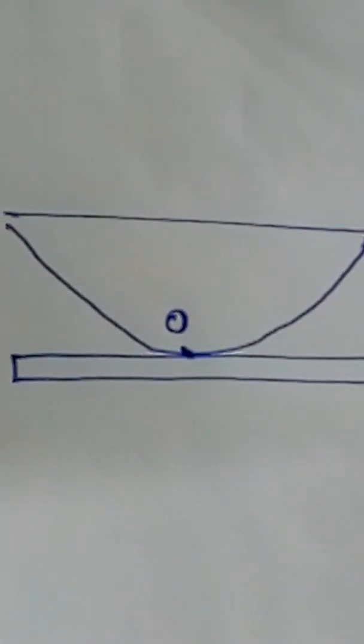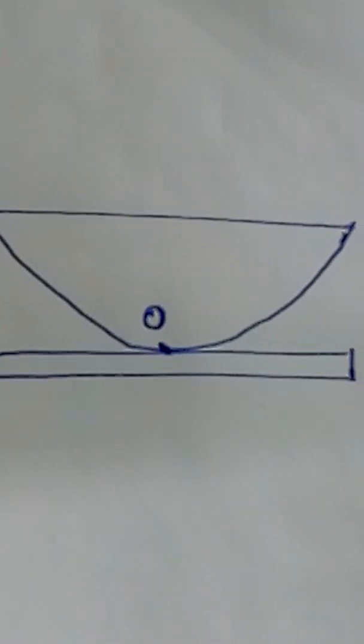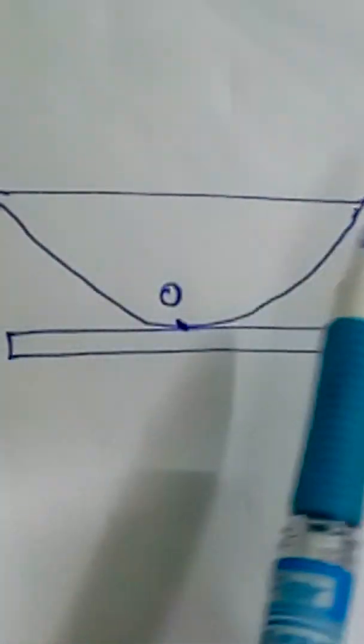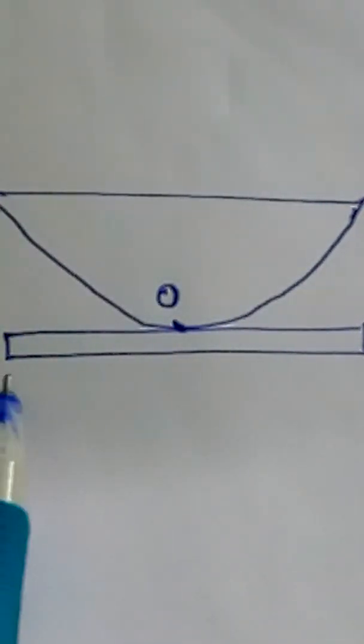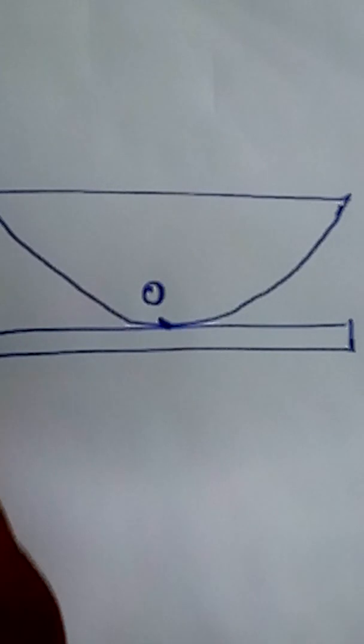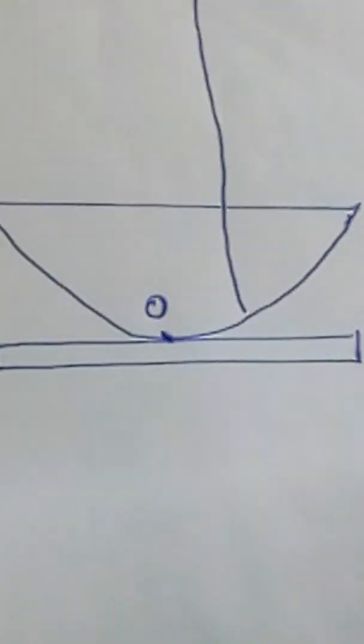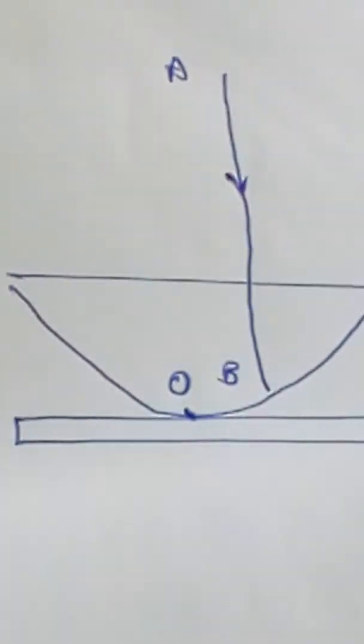Hi friends, so let us understand how Newton's rings can be formed. Let us say this is a plano-convex lens kept on a plain glass plate. Now here I am taking an incident monochromatic light. Let us say AB is the incident monochromatic light.